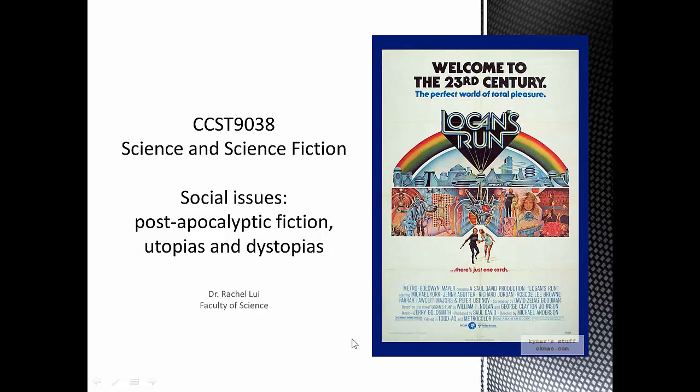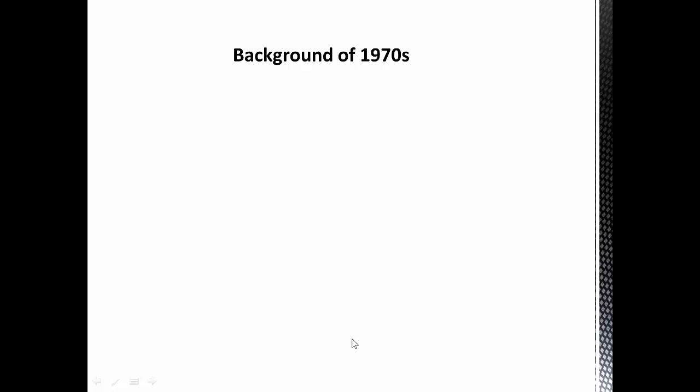This presentation is for the course CCST9038 Science and Science Fiction on the topic social issues, post-apocalyptic fiction, utopias and dystopia. I am Rachel. The movie I chose is Logan's Run. It is a science fiction movie released in 1976. I'll start with the background of the 1970s and then the plot summary and three key issues in the movie.